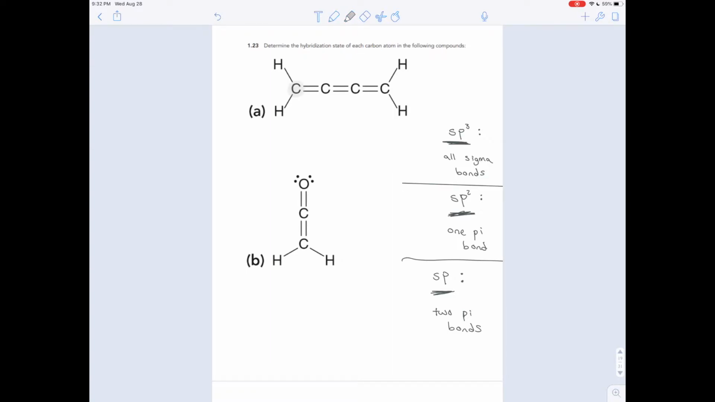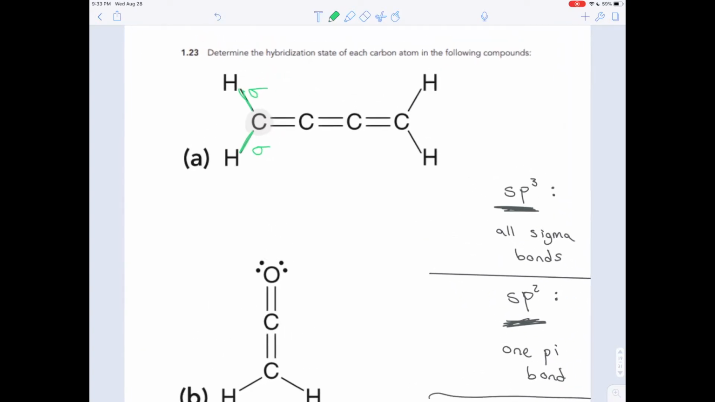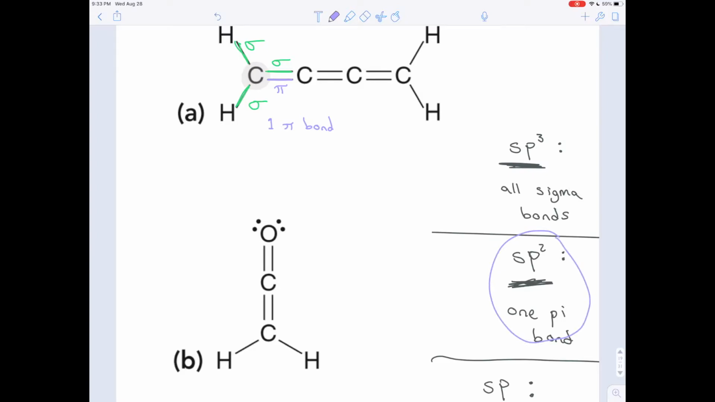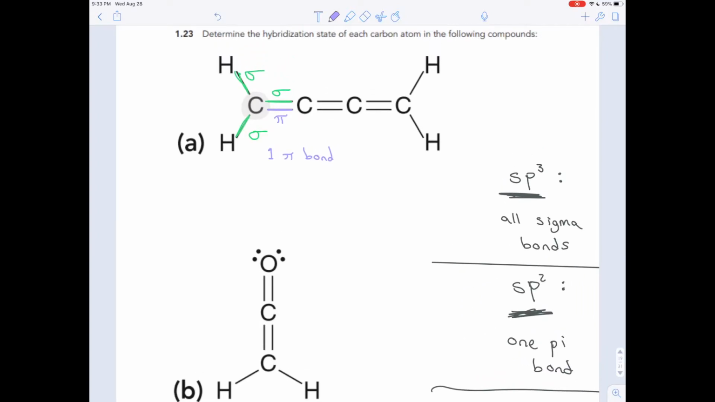So, for example, we can look one carbon at a time. You would want to remember that the first bond you ever form between atoms is a sigma bond. So this bond here would be a sigma bond, this bond here would be a sigma bond, and the first bond between these two carbons would also be a sigma bond. Every bond after the first bond is a pi bond. So that purple bond there would be a pi bond. And you can see that around this carbon there is only one pi bond. If you have only one pi bond, the carbon is sp2 hybridized. So this carbon here is sp2 hybridized.